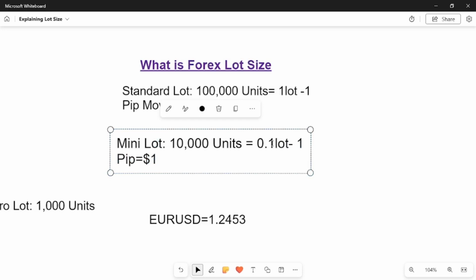So this is the idea you need to understand. From standard lot to mini lot is simply a division by 10. You simply divide the standard lot by 10, and whatever profit you are going to make in the standard lot, if you divide it by 10, is what you are going to make with your mini lot.